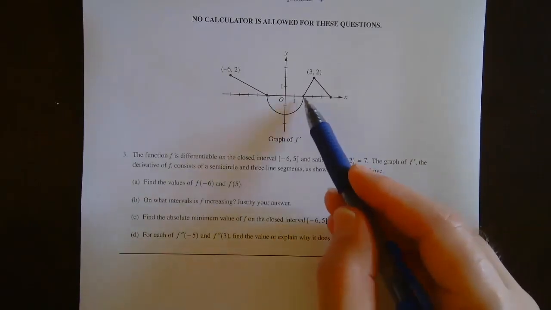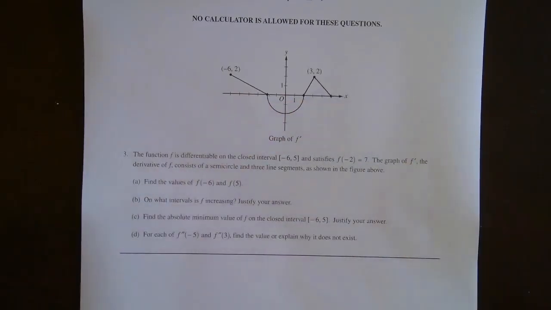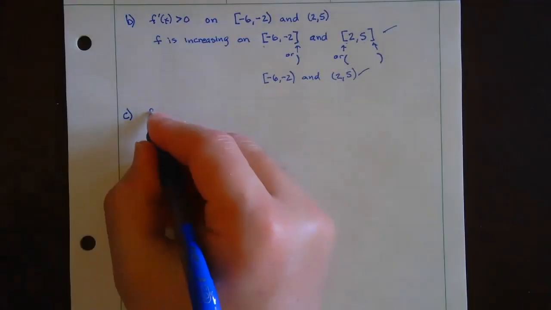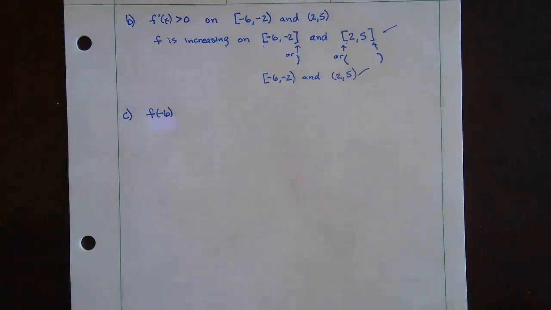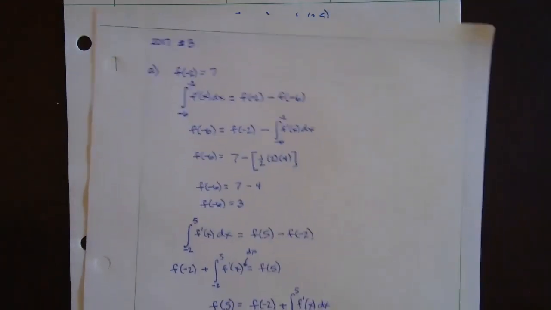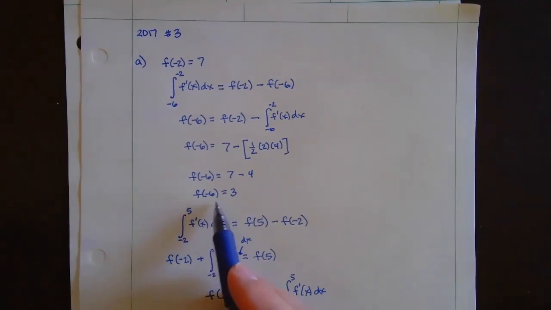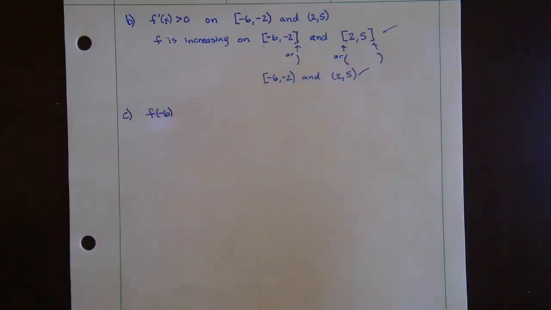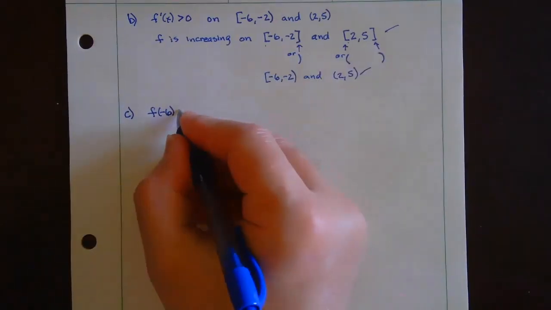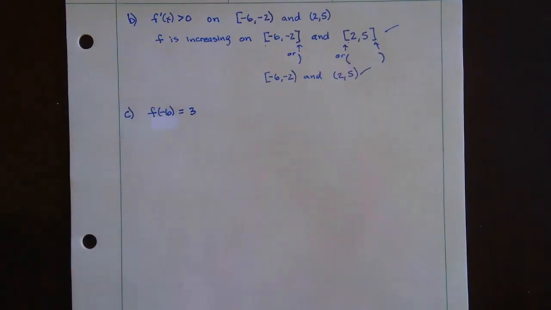All right, so all we need to do is check 2. Let's do that in part C. For part C, we want to find f of -6. We already figured that one out. I'm going to go back to my paper. f of -6 is equal to 3, so you don't need to show this work again. You can refer back to part A. So we know f of -6 is 3. Done with that one.